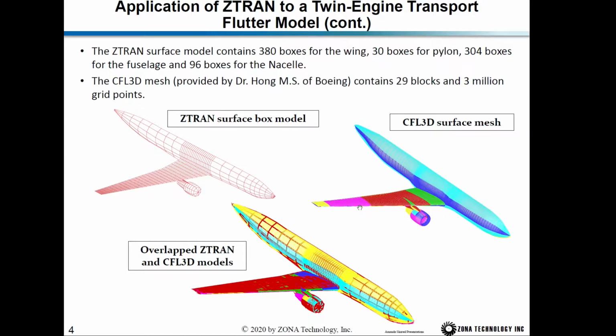The Z-Trin surface model contains 380 boxes for the wing, 30 boxes for the pylon, 3 or 4 boxes for the fuselage, and 96 boxes for the engine nacelle. And the CFD mesh contains 29 blocks and 3 million surface grid.